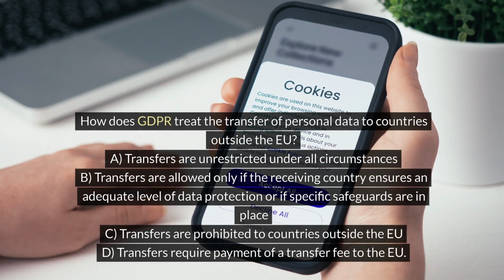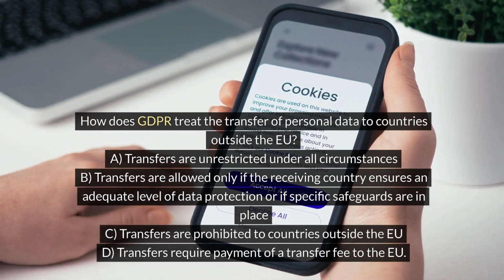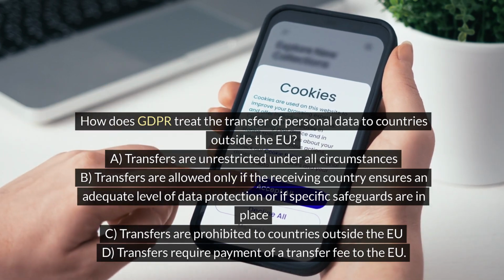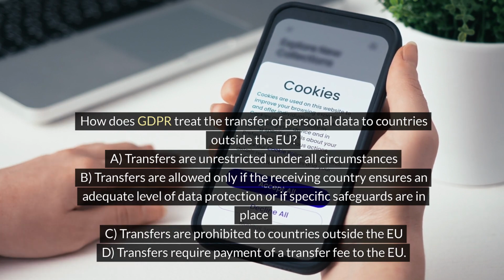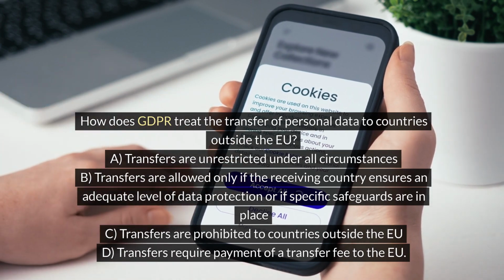How does GDPR treat the transfer of personal data to countries outside the EU? A. Transfers are unrestricted under all circumstances. B. Transfers are allowed only if the receiving country ensures an adequate level of data protection or if specific safeguards are in place. C. Transfers are prohibited to countries outside the EU. D. Transfers require payment of a transfer fee to the EU.